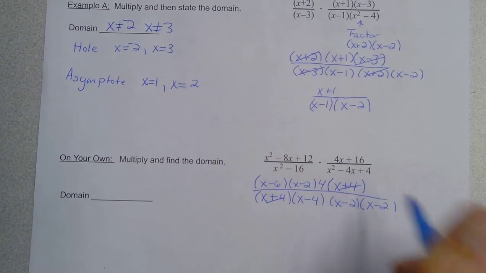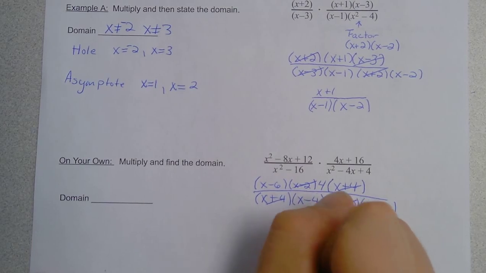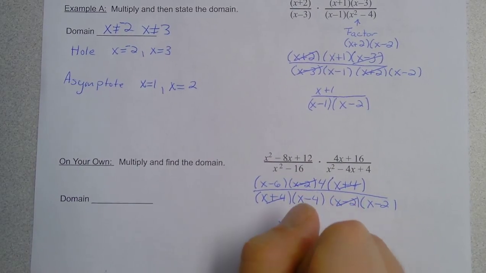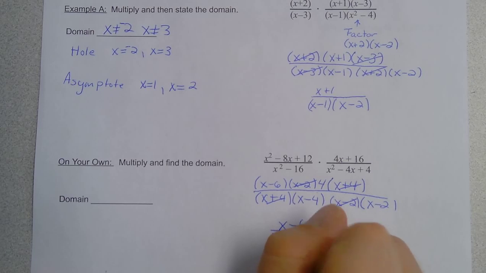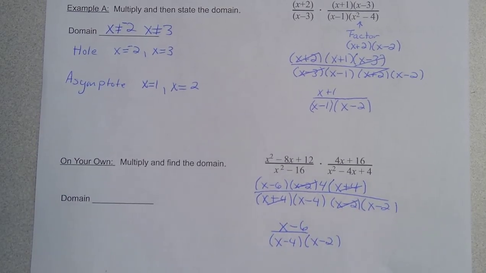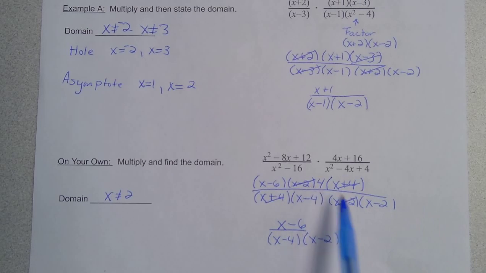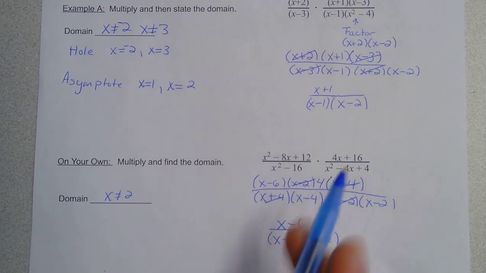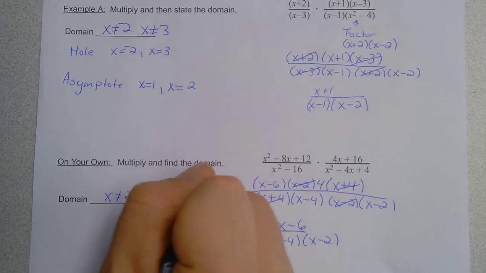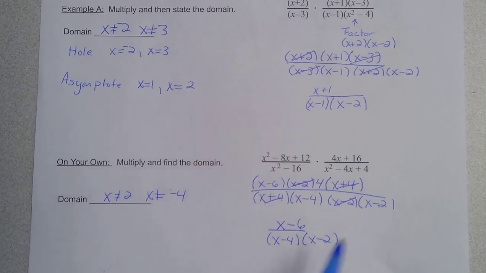So I'm going to cancel out the x plus 4, cancel out the x minus 2. So we're going to have x minus 6 divided by x minus 4 times x minus 2. So our domain restrictions: x is not equal to 2 because we canceled that out for a hole, and x is not equal to negative 4 because we canceled that out as well.